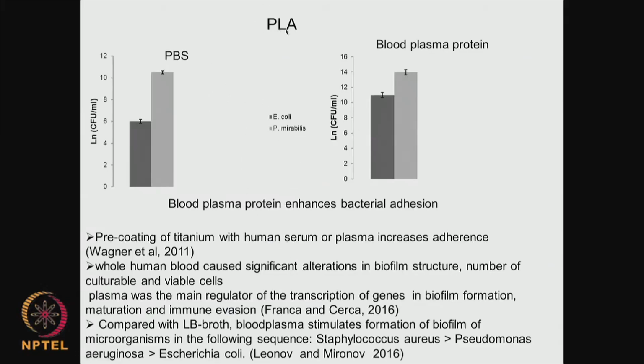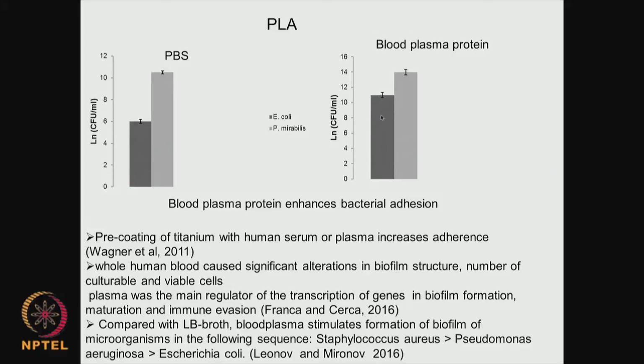Suppose you take polylactic acid in the presence of PBS, phosphate buffer, you get a certain attachment of say E. coli and Proteus mirabilis. In 24 hours we get about 10 power 6 CFU per ml of E. coli and about 10 power 10 CFU of Proteus mirabilis. But in the presence of blood plasma protein, when this PLA is coated with blood plasma protein, the E. coli attachment goes up dramatically.